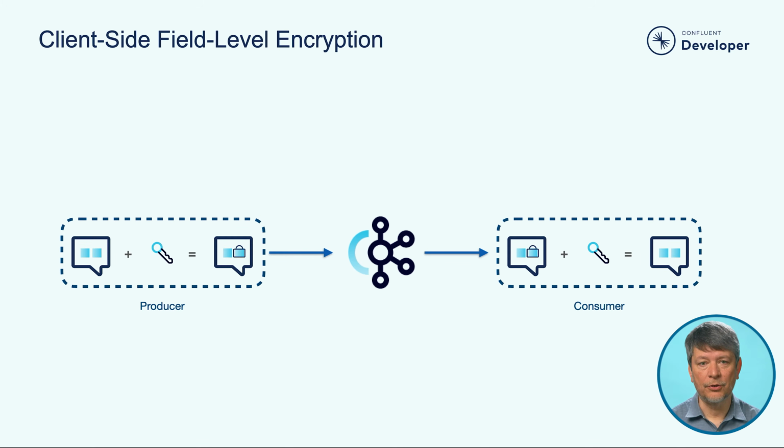Client-side field-level encryption gives you precise control over your data security. Unlike broad, all-or-nothing approaches, this allows you to decide exactly which fields in a record need to be encrypted and which don't. For example, you might choose to encrypt sensitive fields like credit card numbers or social security numbers, while leaving less sensitive information like timestamps or status codes in plain text. This field-by-field encryption not only protects what matters most, but also keeps your data pipelines efficient by avoiding unnecessary encryption.